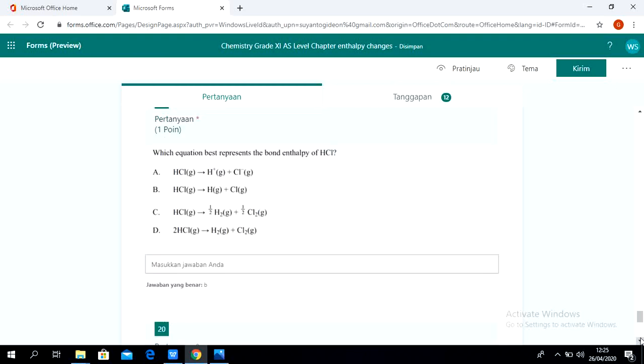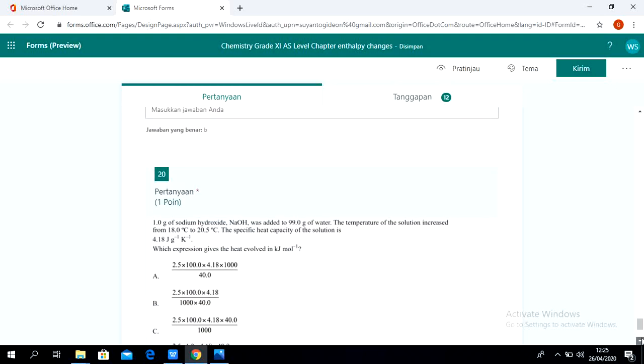Next, which equation represents the bond enthalpy of HCl? So this one cannot be this one. Why? Because this is called dissociation or ionization. This one also cannot, because it is not bond enthalpy. Bond enthalpy means one hydrogen, one chlorine. The correct answer is B, because it has one hydrogen atom and one chlorine atom.